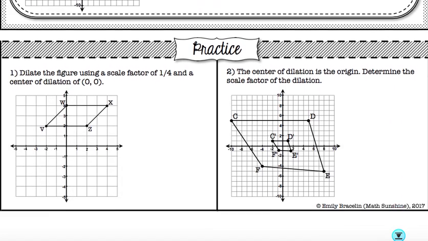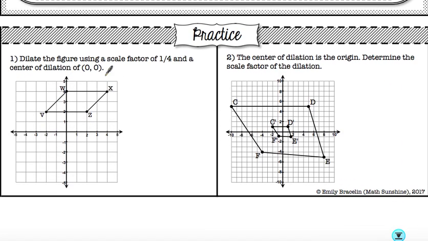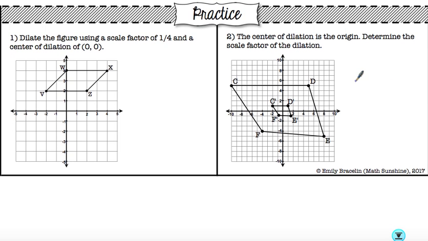All right, all that we have left is a couple of practice examples. So let us take a look at those 2 examples. This would be a good opportunity for you to pause the video and try these on your own. Practice 1 says dilate the figure using a scale factor of 1/4 and the center of dilation of 0, 0. Okay, so what I would like to do for this is write down what these coordinates are. I think it's the easiest way.